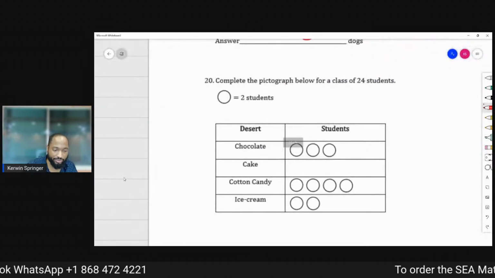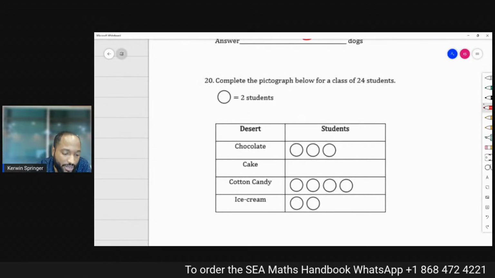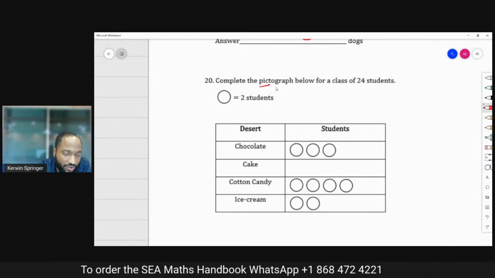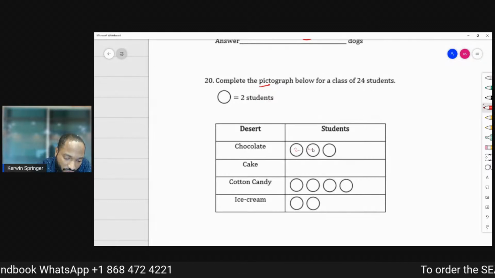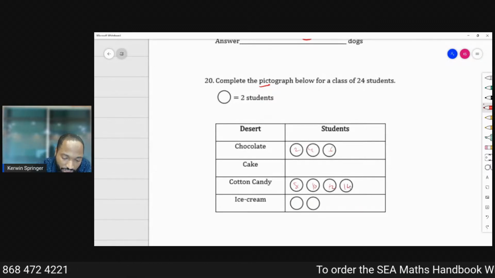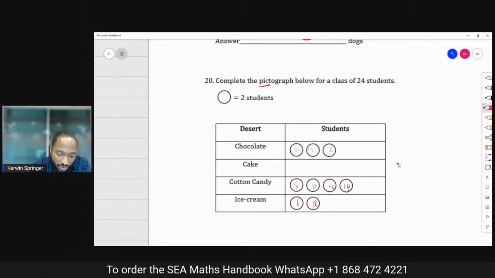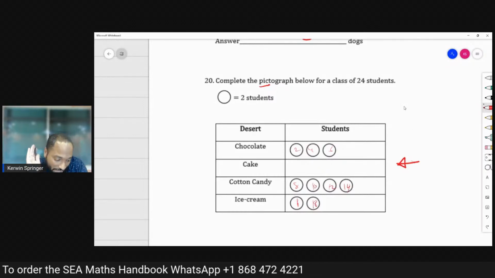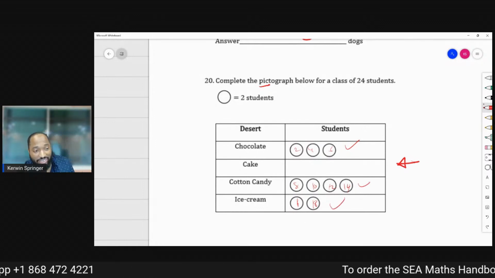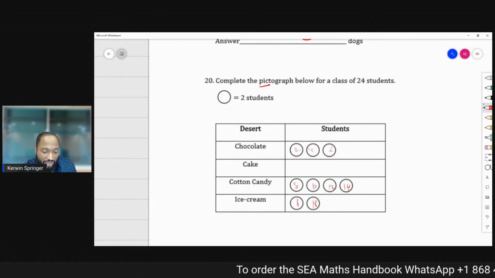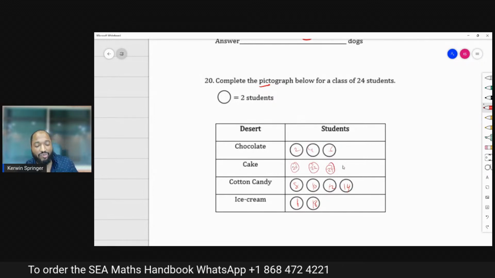In fact, you could do that one in your mind. Complete the pictograph below for a class of 24 students. So this is 2, 4, 6, 8, 10, 12, 14, 16, 18 students so far. And it seems like I am missing out cake. Now, they didn't specify, so I'm assuming that this is complete. And the only thing to put in here is for cake, right? So it's missing 20, because counting in 2s, 22 and 24. Why is in the chat if you understand that?